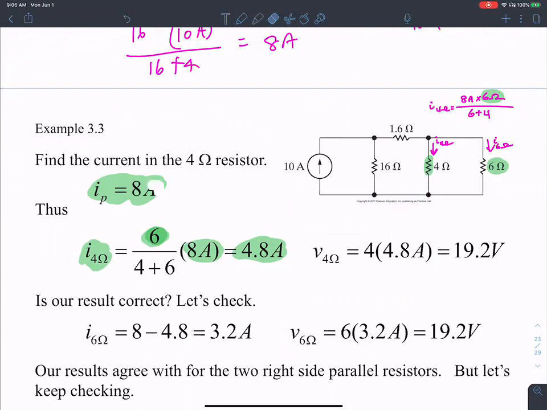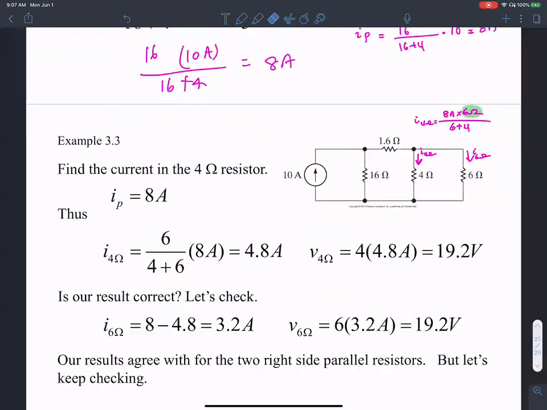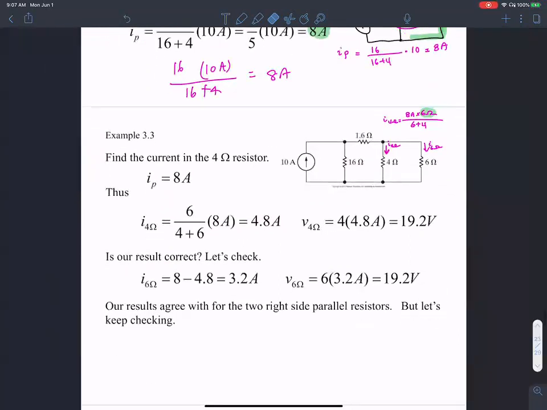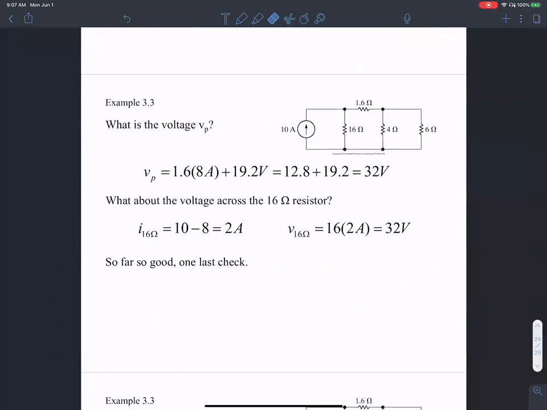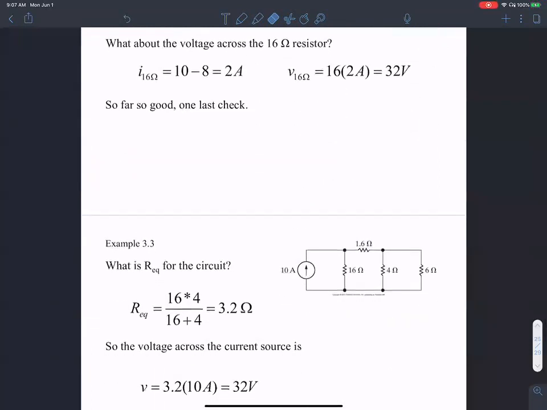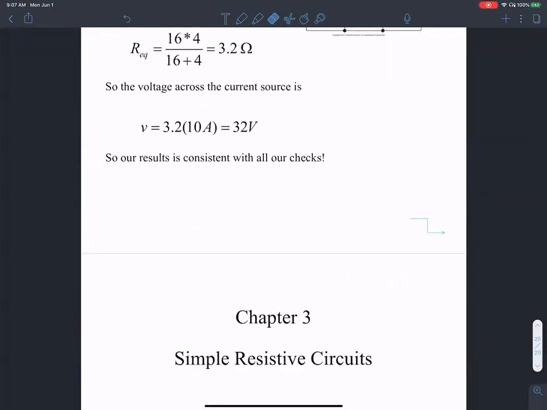Okay, other questions, please. Okay, so that's the idea of voltage division.